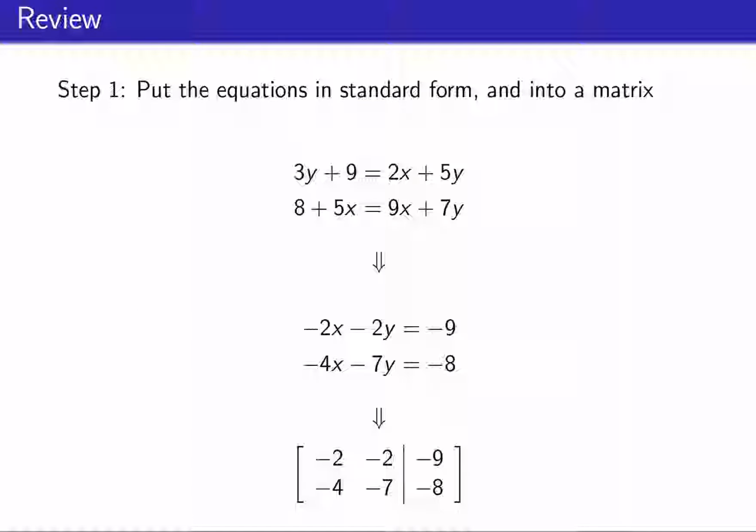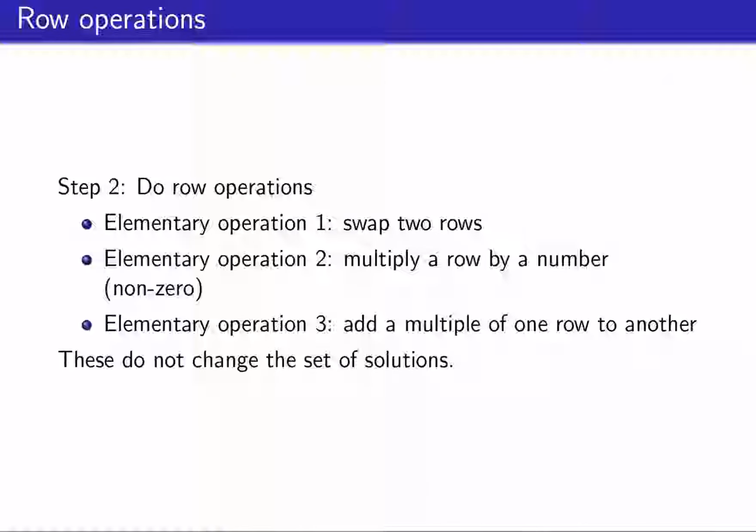First of all, step one, put the equations into standard form. This is what we did. We put all of the variables on the left, all the constants on the right, like this, in combined terms. Make sure things are lined up, all the x's here, all the y's here, constants here. And then we put it into a matrix like this. Just put the coefficients in here. Okay, that's step one.